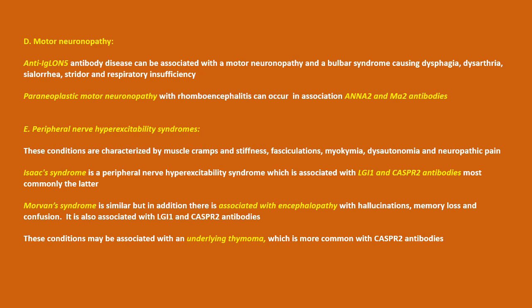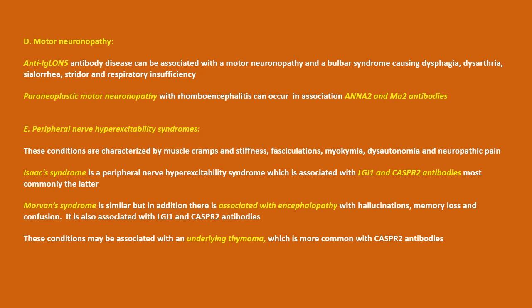Motor neuronopathy. Anti-IgLON5 antibody disease can be associated with the motor neuronopathy and bulbar syndrome, causing dysphagia, dysarthria, sialorrhea, stridor, and respiratory insufficiency. Paraneoplastic motor neuronopathy with thromboencephalitis can occur in association with ANNA-2 and Ma2 antibodies.